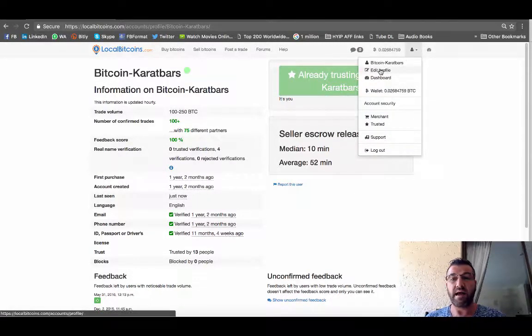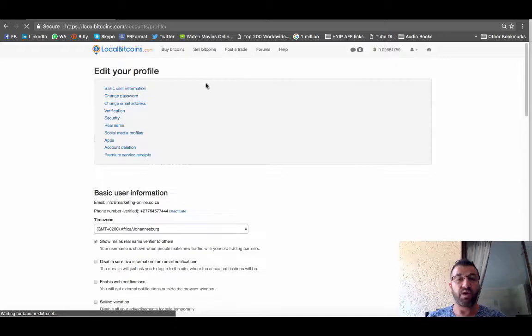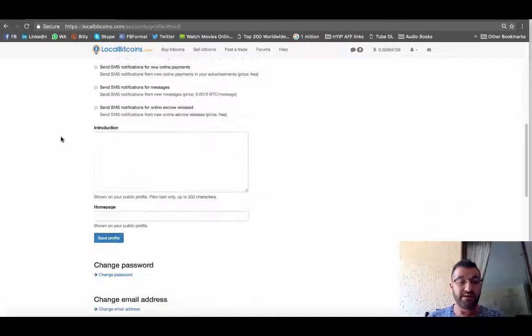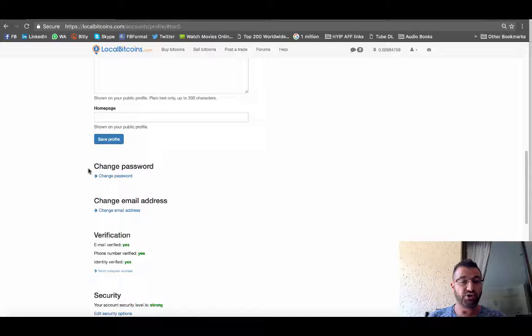The next icon is your edit profile icon, and this is very, very important, and this is where you control your profile. The basic information is just very basic. You get to change your password.